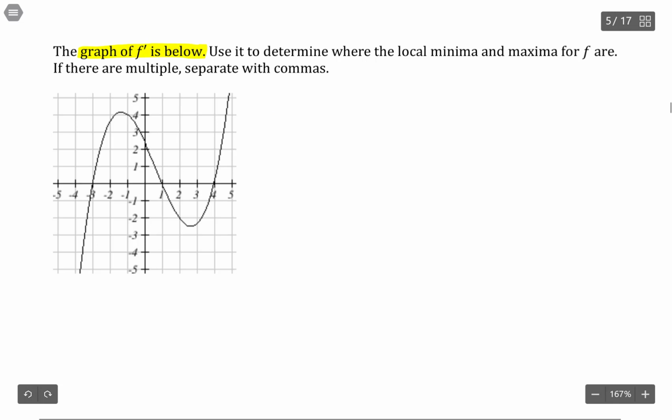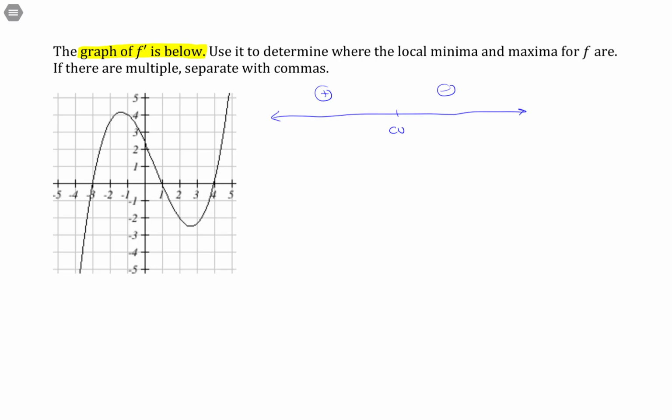well, let's suppose we have a critical value. So we have a critical value, and we have an interval that is increasing, and then an interval that is decreasing. At this critical value, because we go from increasing over to decreasing, this has to be a relative maximum. So that's what we're looking for. First, where the critical values are, and then are we increasing or decreasing around that interval.